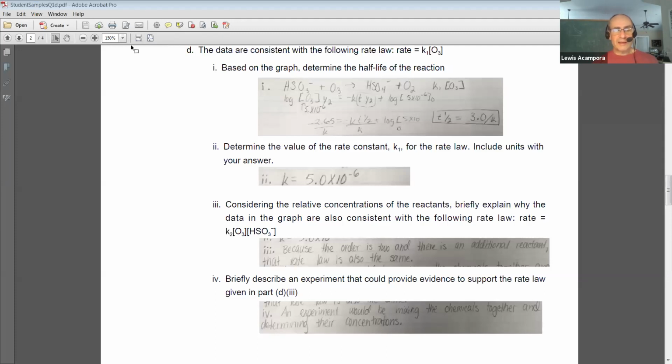So again, the possible scores here are 0, 1, 2, 3, 4, or 5. That's 1 point for part I, which is getting the half-life, 2 points for part II, 1 point for the value and 1 point for the unit, and then 1 point each for explaining in part III and part IV.